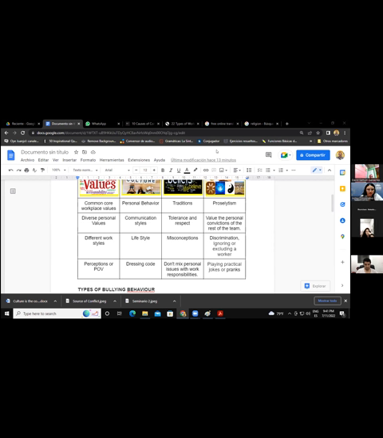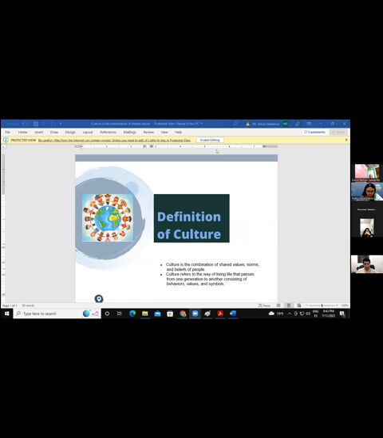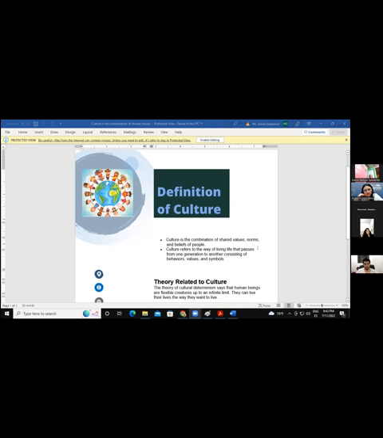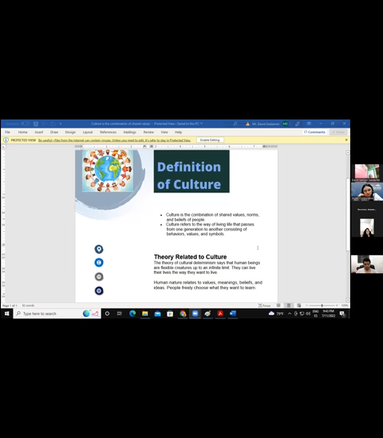We find different concepts, for example, personal behavior. We know that we have different personalities in the world, depending on the style of life. We find the definition of culture. Culture is the combination of several values.